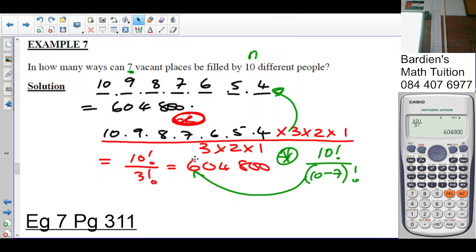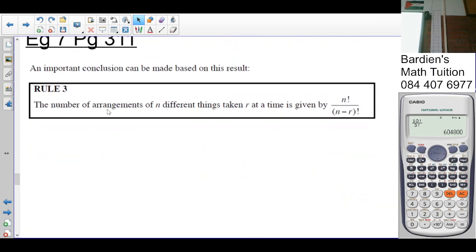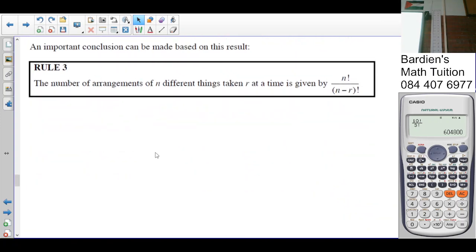So, again, another rule we can add here, an important conclusion that can be made based on this result, is the number of arrangements of n different things taken r at a time is given by n factorial over n minus r factorial. Okay. Again, that's the rule we can write down.